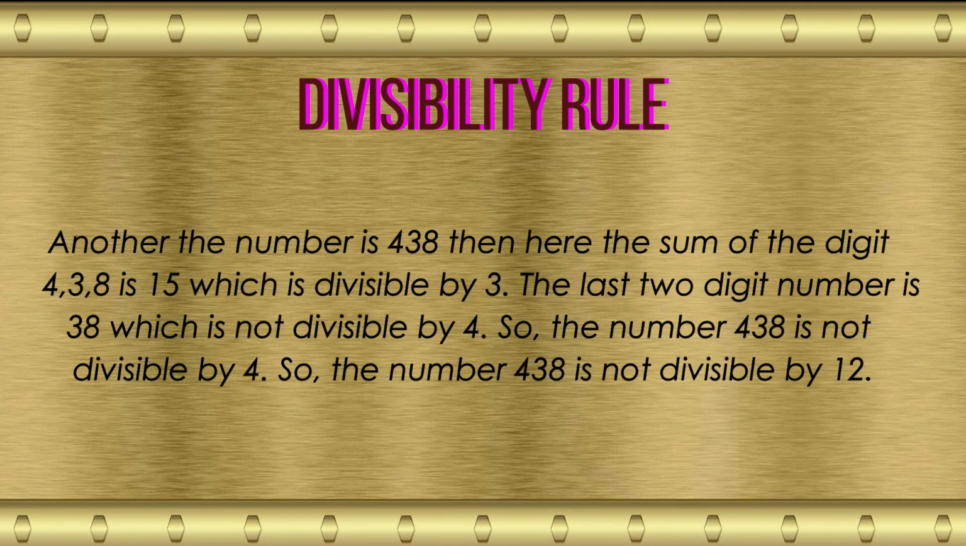Let's take another example. Suppose you are given the number 438. Then the sum of the digits 4, 3 and 8 is what? 15, which is divisible by 3. And the last 2-digit number is what? 38, which is not divisible by 4. So the number 438 is not divisible by 4.